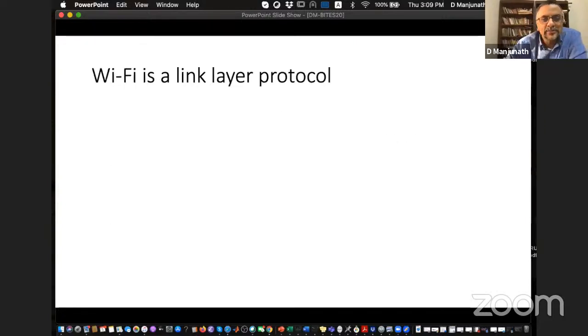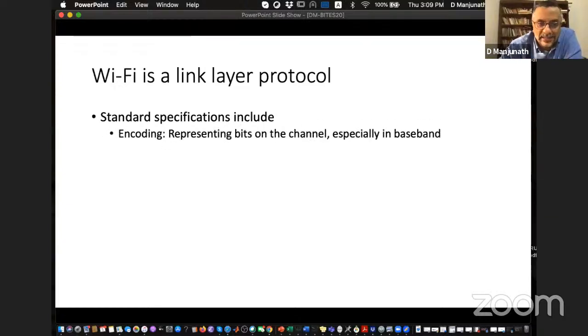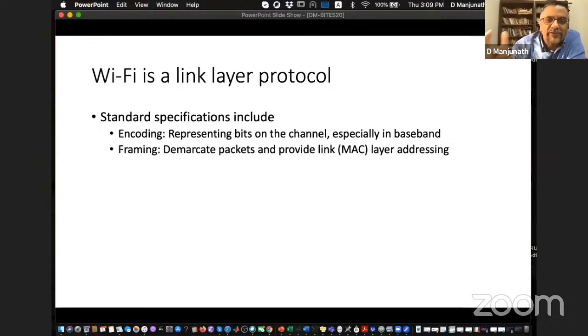Okay, so just to remind you, Wi-Fi is a link layer protocol. I'm assuming that many of you are familiar with the networking stack. The standard that specifies Wi-Fi includes the scheme of encoding. Essentially what this means is how the bits are represented on the radio channel, on the wireless channel. So the waveforms associated with representing bits. It also determines what is called framing. You have a sequence of bits that are getting transmitted, and you want to be able to determine when a packet begins and when a packet ends. So this is what is called framing.